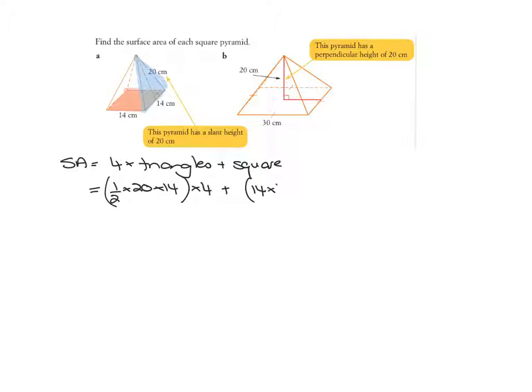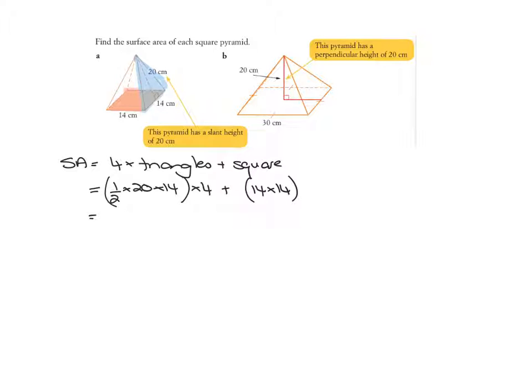So in this case, I have a triangle with a height of 20 and a base of 14, and there are 4 of them. So when I go to do the surface area, I'm literally dealing with 4 triangles plus a square. Because remember, surface area is adding up all of the faces together. So the 4 triangles, we know the formula is half times height times base, and there happen to be 4 of them. And I know the base of the square is 14 by 14.